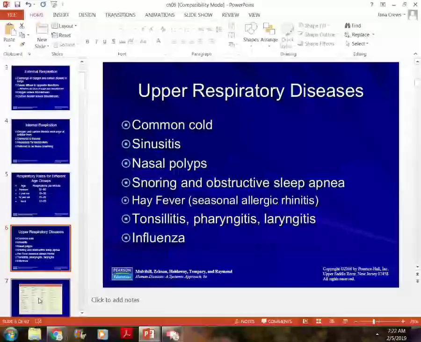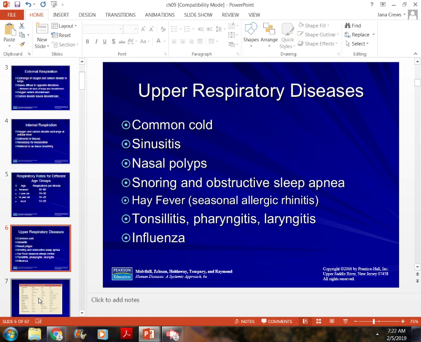Upper respiratory disorders we're going to talk about. We're going to talk about the common cold, sinusitis, nasal polyps, sleep apnea or snoring related to sleep apnea, hay fever, tonsillitis, pharyngitis, laryngitis, because that is part of the respiratory system, and flu. Those are upper respiratory. We're also going to talk about lower respiratory disorders.